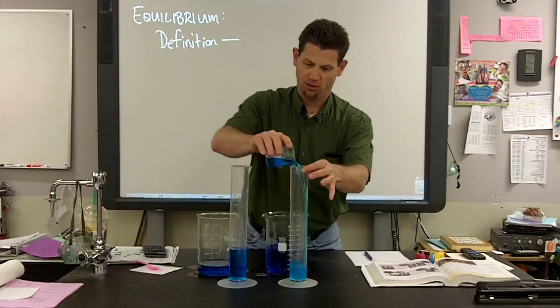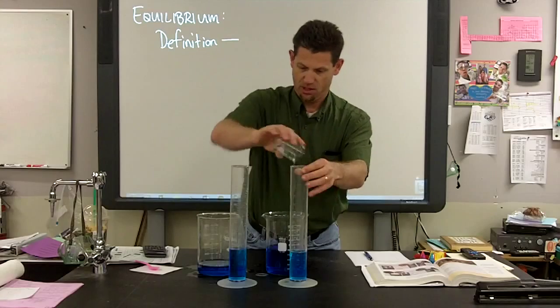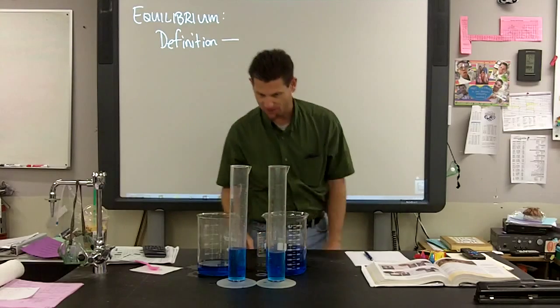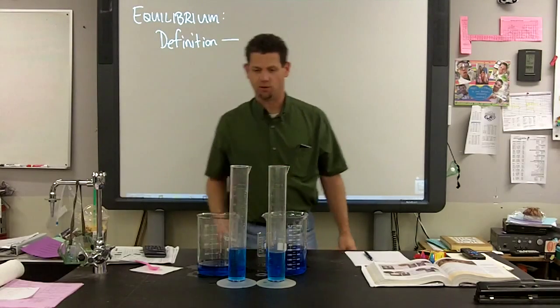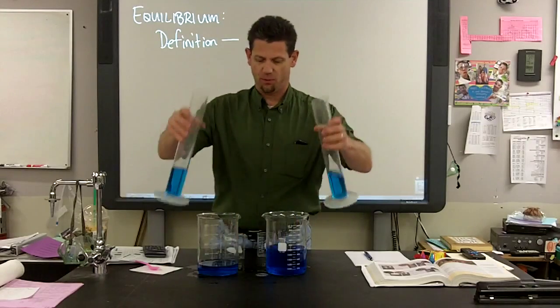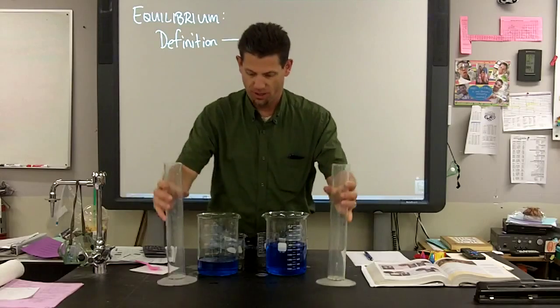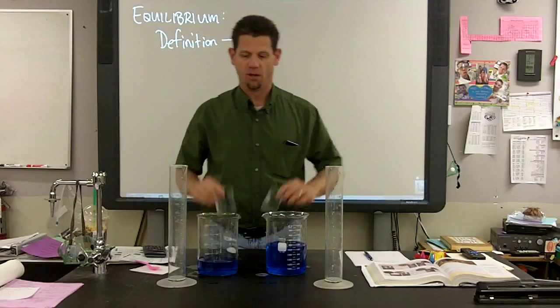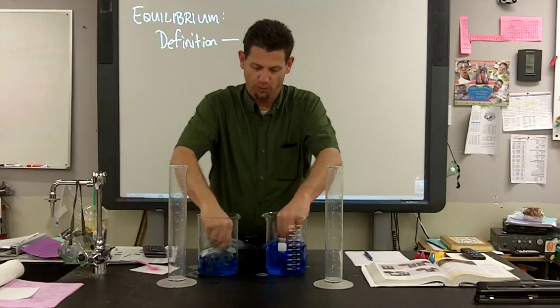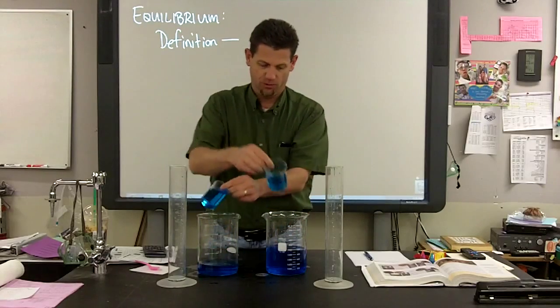Now these two graduated cylinders are theoretically the same size, and you'll see that it's not exactly the same, but they are very, very close. If I were to keep doing this a couple more times, we'll put that water back into their respective beakers. If I were to do this a couple more times, I should be able to get to the point where I have the same volume in both beakers at the same time. So let's try it a couple more times here.